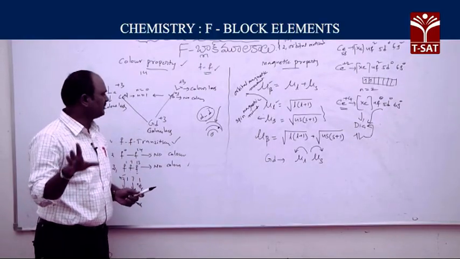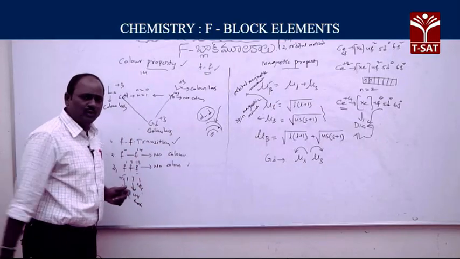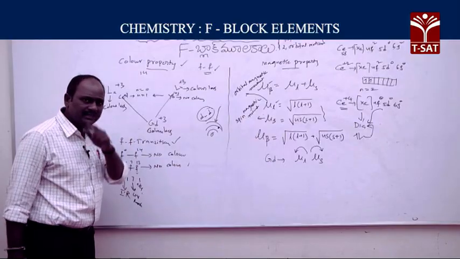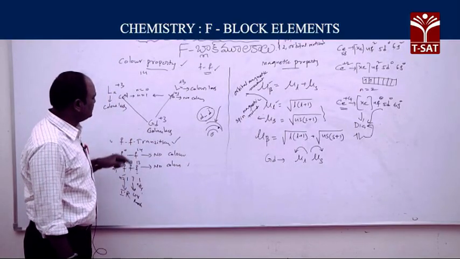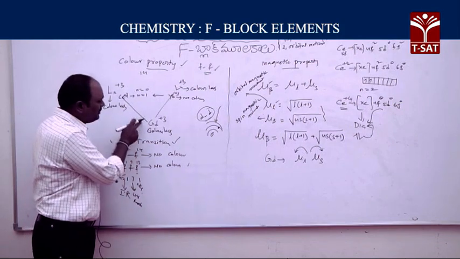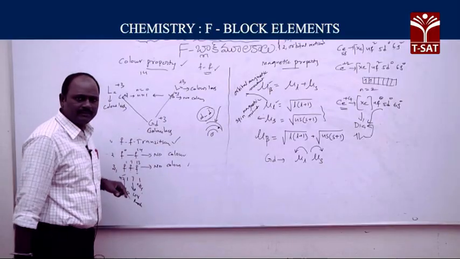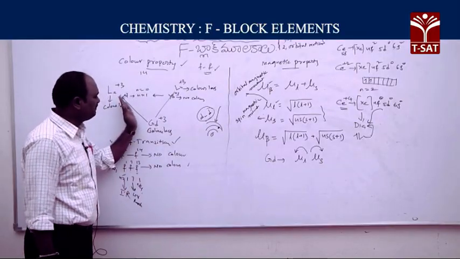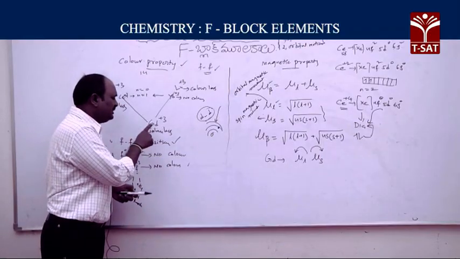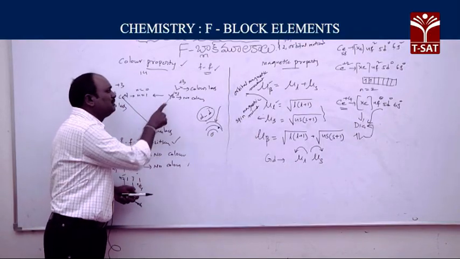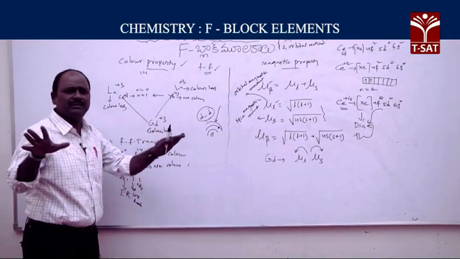No change. Next, the middle element is gadolinium. After lanthanum, cerium is there. Whatever colors you observe from lanthanum to gadolinium, the same type of colors are exhibited by the ions from gadolinium to lutetium. The same type of colors.